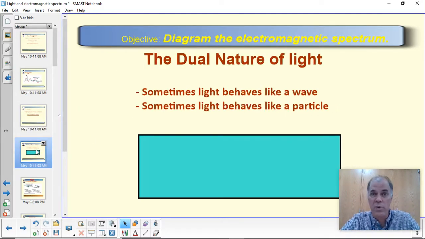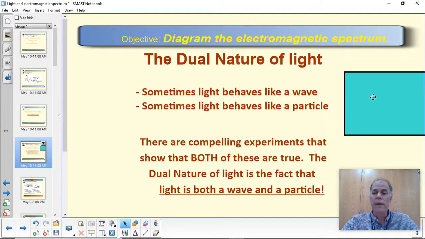Now, at some point, we have to talk about the dual nature of light. There are experiments that we can do that prove very conclusively that light is a wave, and we'll see some of these in this unit. And there are other phenomena and experiments that prove very conclusively that light is a particle, that it comes in discrete packets of energy. It is strange that we have compelling experiments showing both of these are true. So the dual nature of light means that light is both a wave and a particle. I know that sounds strange, but it's true.